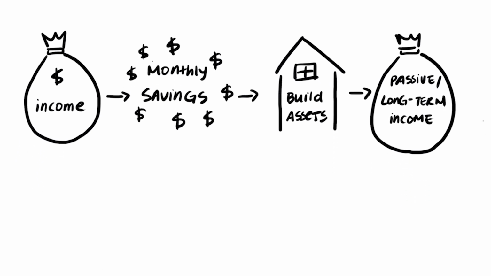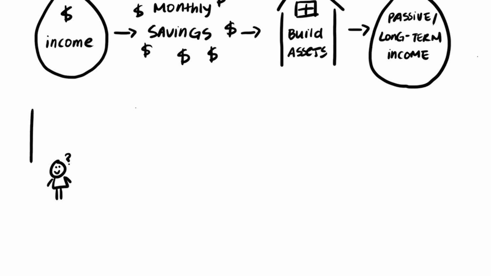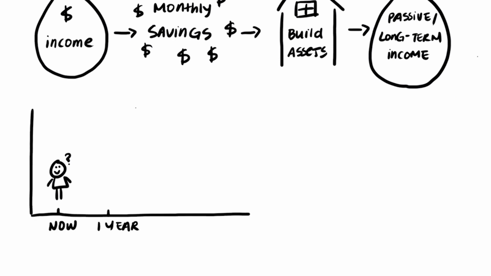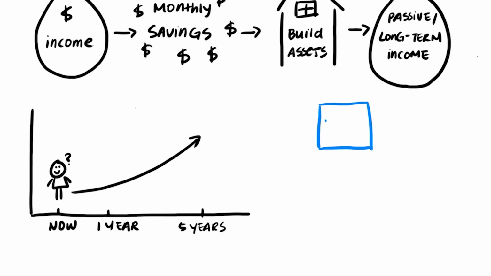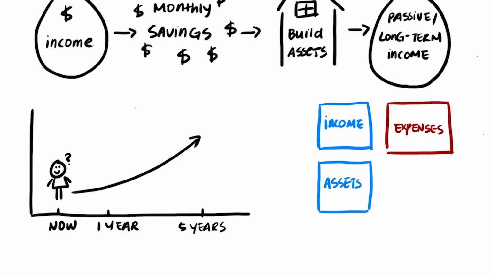To start on your path to financial freedom, write down where you want to be financially 1 year from now and 5 years from now. Draw up personal income and balance sheet statements to show all your income, expenses, assets, and liabilities.